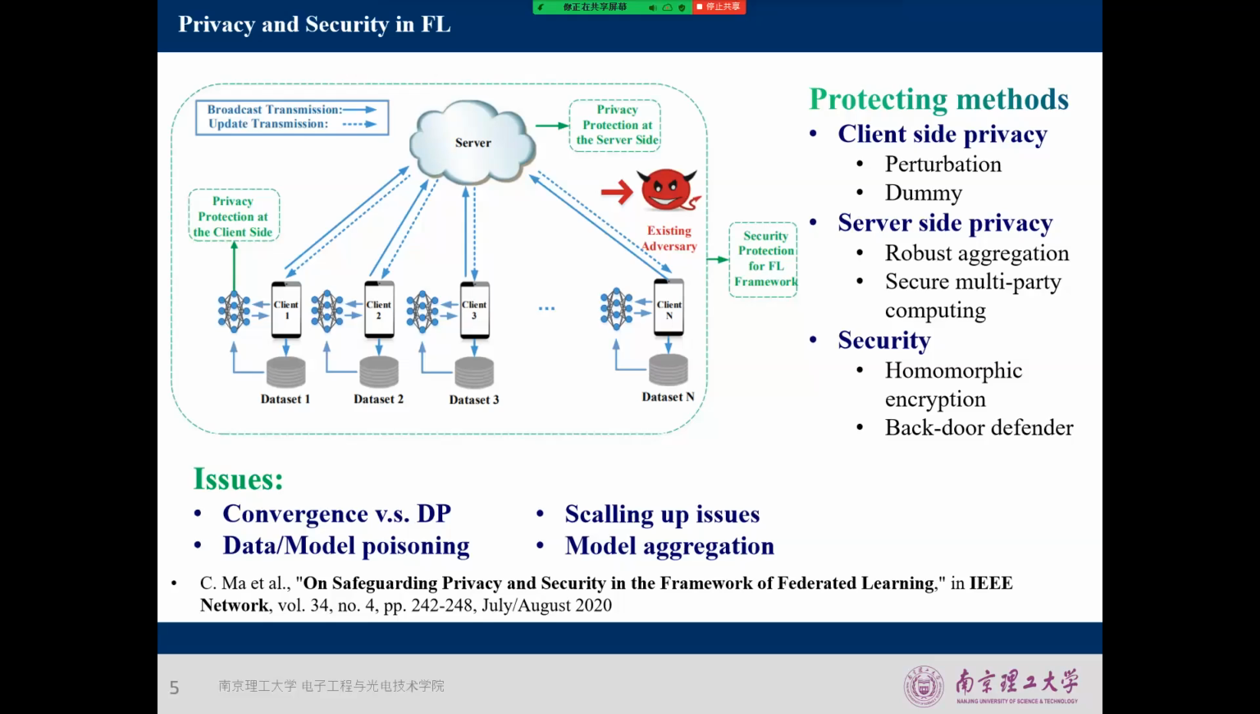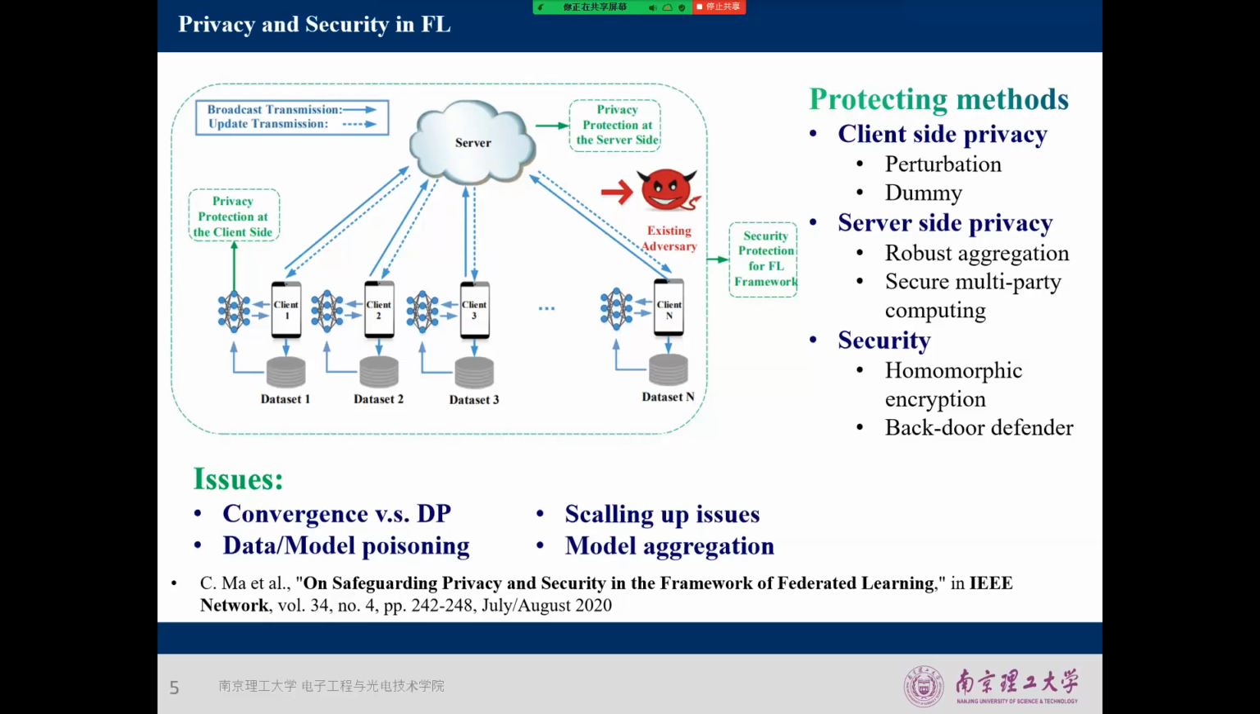Based on these methods, there are also some issues. The first one is the tradeoff between federated learning convergence performance and differential privacy performance. If we add a large noise on the models or the data, the privacy level is higher, and maybe we can get a smaller optimality gap, but the learning convergence will be affected. And there are other issues like data and model poisoning, and the scaling-up issue, where a large number of clients attend the aggregation of the learning training. We also need to design robust model aggregation rules.